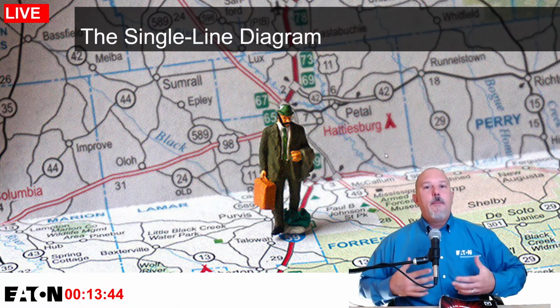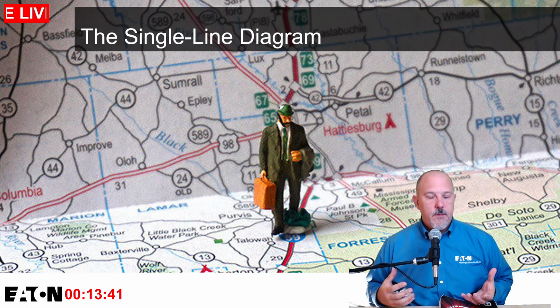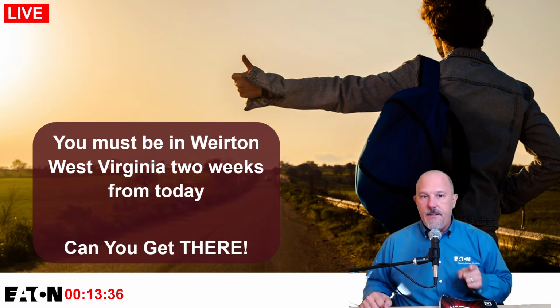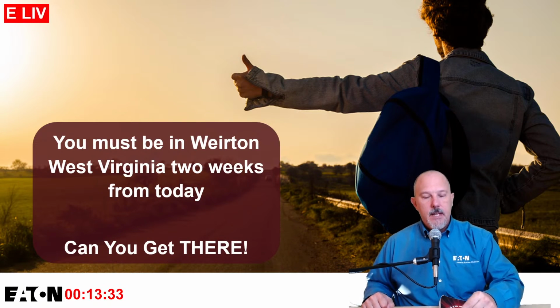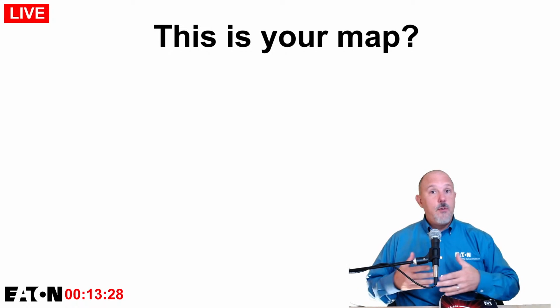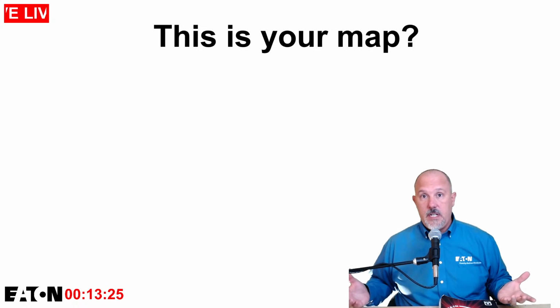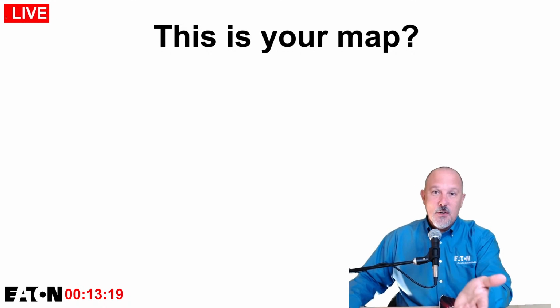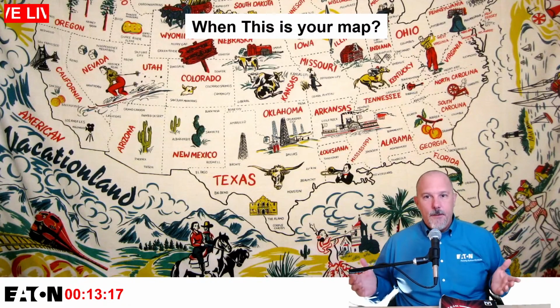So the single line diagram, I liken it to a roadmap. If I sat down and told you that you need to get to Weirton, West by God, Virginia in 2 weeks from today, can you get there when this is your roadmap? And I don't tell you anything about where Weirton, West Virginia is. But then you appeal to me and say, Tom, I need a general direction. And I tell you, well, here you go. Here's your roadmap. You're in Oklahoma, and West Virginia is right over here where that golfer is. Head towards the golfer.